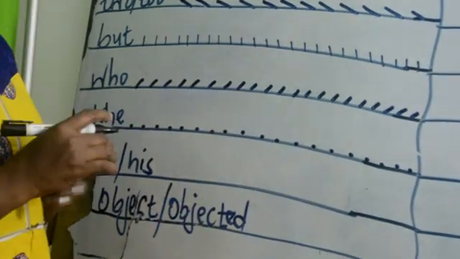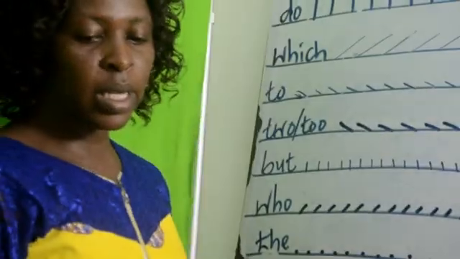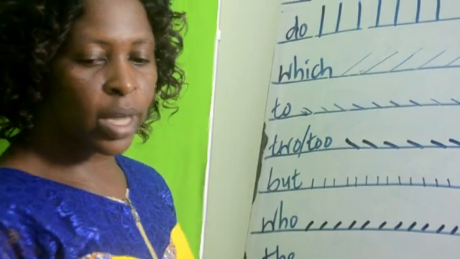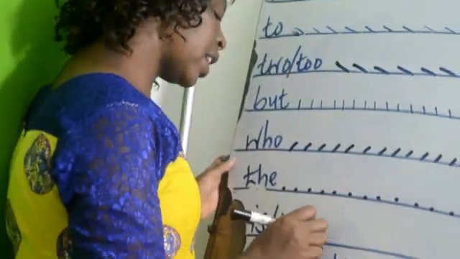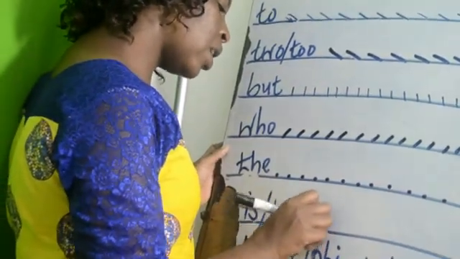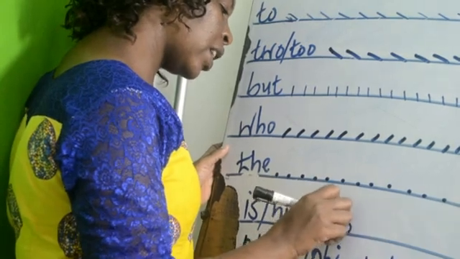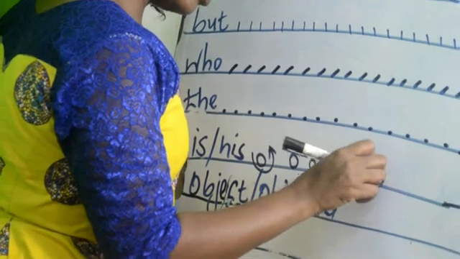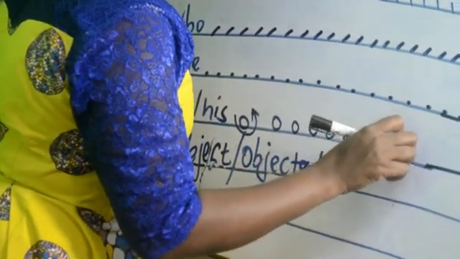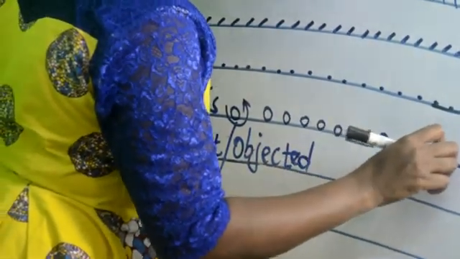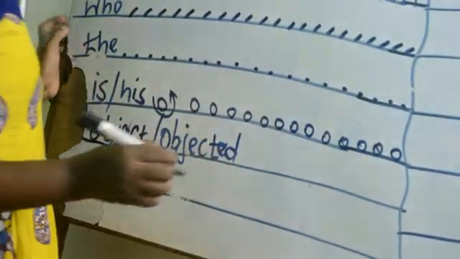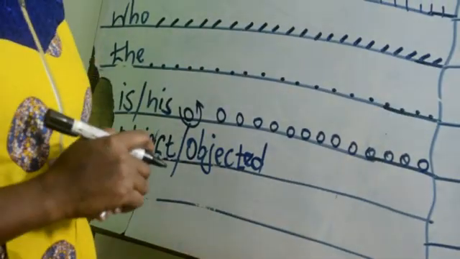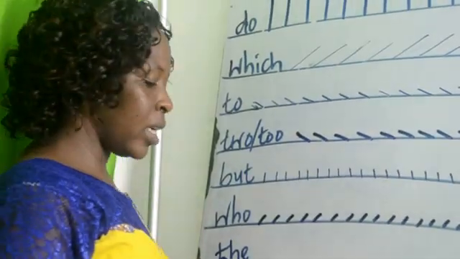Then we have the short form his, which is represented by a small circle on the line. A small circle on the line represents is, or his. Then we have the short form of object, objected.